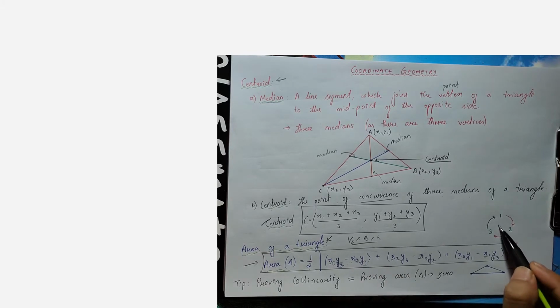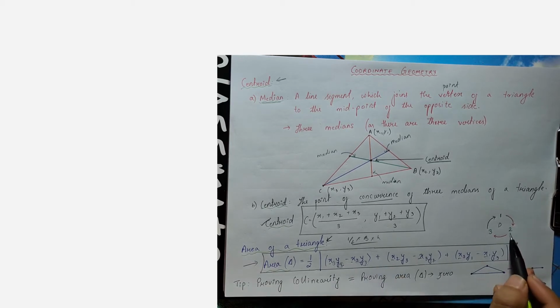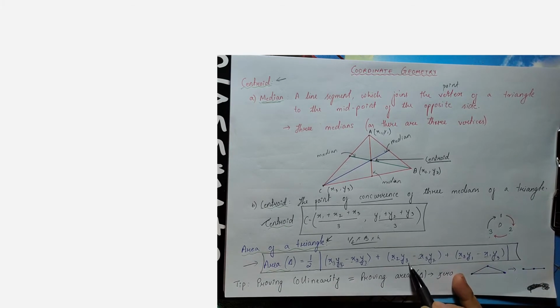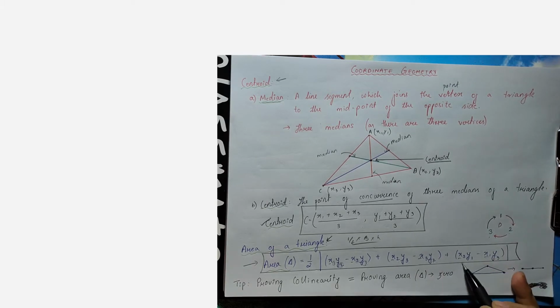For that, we're going to use this diagram. So 1, 2, 3. First, we move from 1 to 2. So 1, 2, 2, 1. Then 2, 3. So 2, 3, 3, 2. Then 3, 1, so 3, 1, 1, 3.